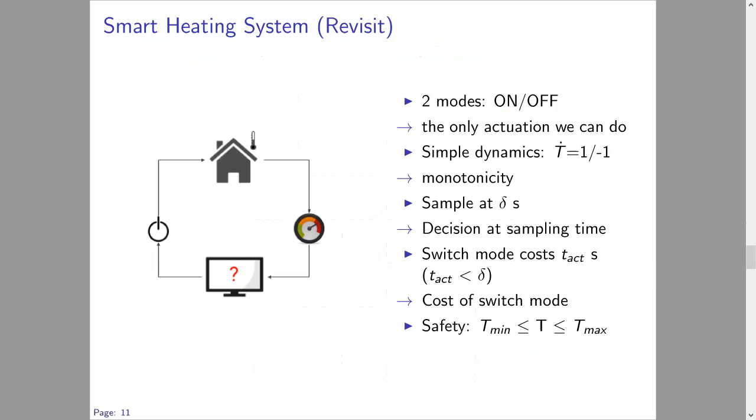The fact that the system works in two modes implies that the control logic can only switch between them. The simple dynamic gives us some hints on their monotonicity. The sampling time requires us to make a decision that ensures the period between the current and next sampling time would be safe. The fact about switching time tells us there is a cost of switching mode, which we need to take into consideration when we design the control logic.